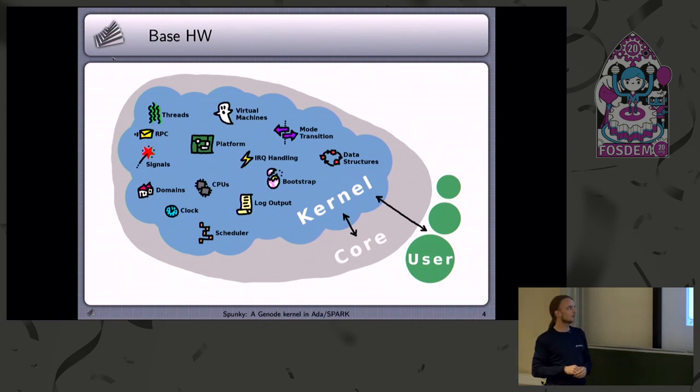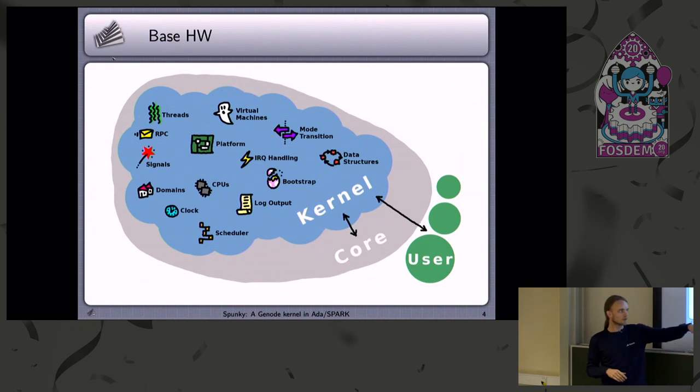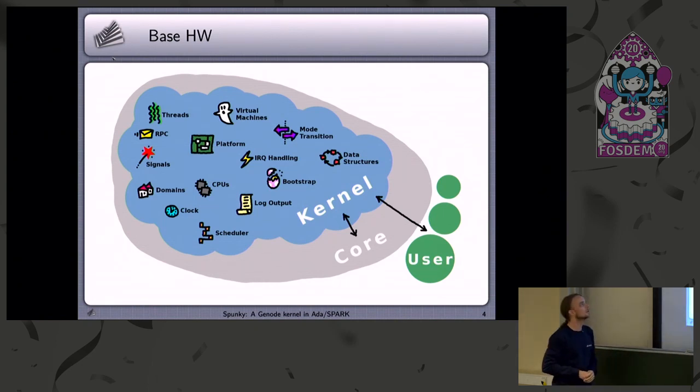It has 25 public syscalls to user components and 20 private syscalls that can only call core. So they are for internal operation only.